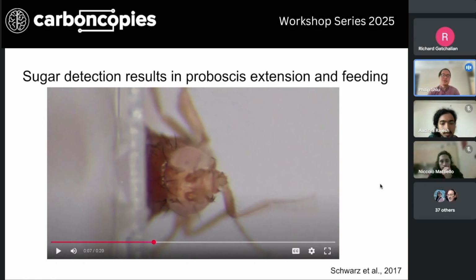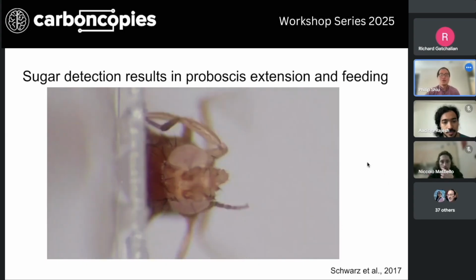So we took advantage of this fairly simple behavior, and this was something that I had been studying before this, along with people in the lab, and it's been reasonably well characterized. There's a lot of understanding of how this particular behavior is evoked, and for example, the muscles that control the proboscis.